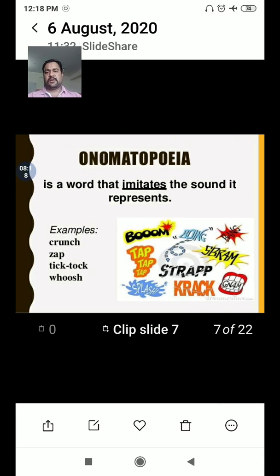Next one is onomatopoeia. Now, what is this? Onomatopoeia is a word that imitates the sound it represents. So, the way the sound is spoken, the same way it is written. For example: crunch, zap, tick tock, whoosh, boom, tap tap tap, splash when something is put into liquid. So this sound comes. Like this, there are many examples. Beep of the mobile.